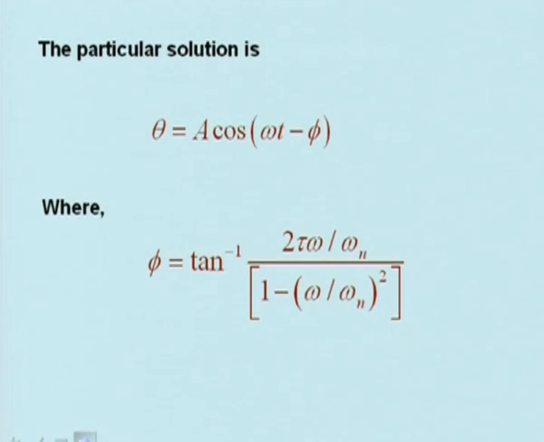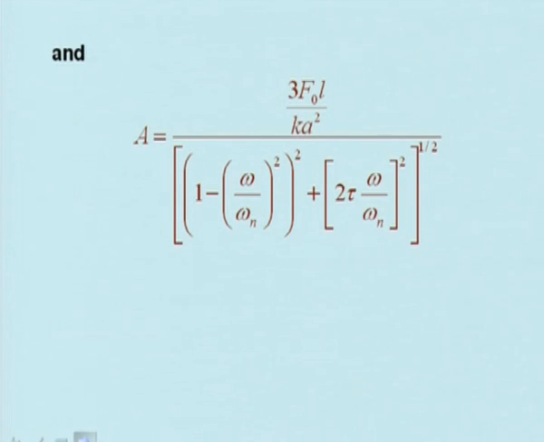The particular solution of this is theta equal to A cos of omega t minus phi, where phi is equal to tan inverse of 2 zeta omega by omega n divided by 1 minus omega by omega n whole square, and A is equal to 3 f0 by L k a square divided by under root of 1 minus omega by omega n whole square, whole square, plus 2 zeta omega by omega n whole square, whole to the power 1 by 2.